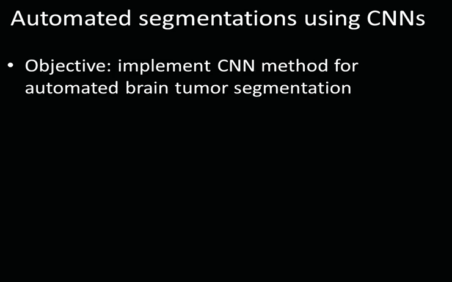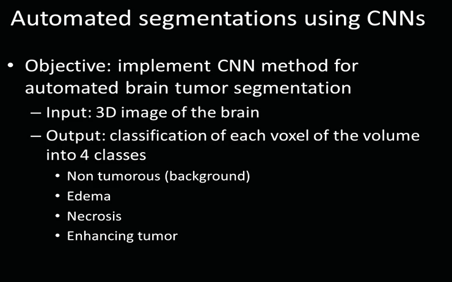We used convolutional neural networks to solve this problem. We developed a model that uses 3D multimodal images of the brain, and our goal is to predict 4 classes. We have a background class, and then 3 foreground classes: edema, necrosis, and enhancing tumor.